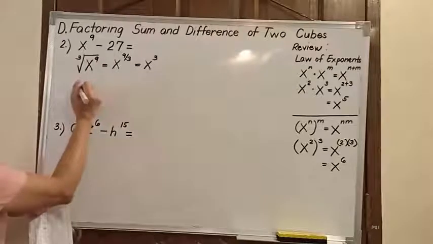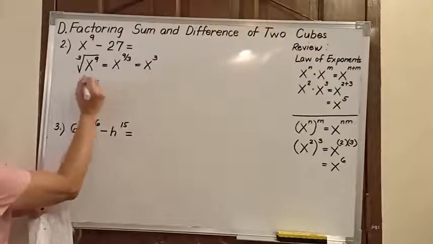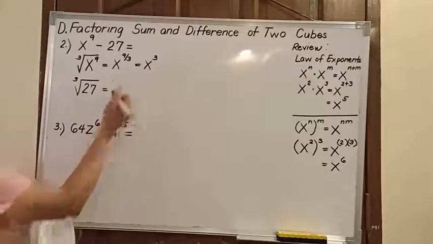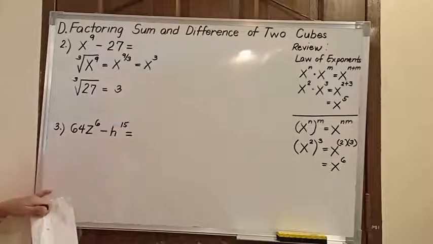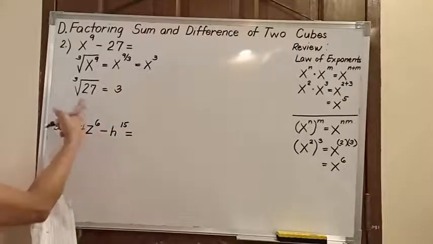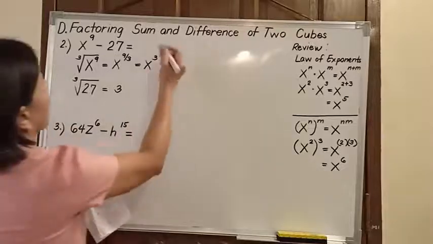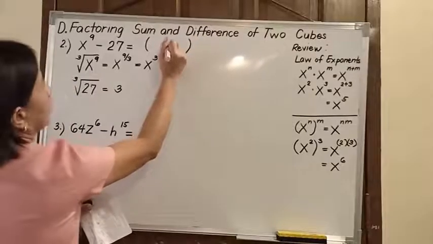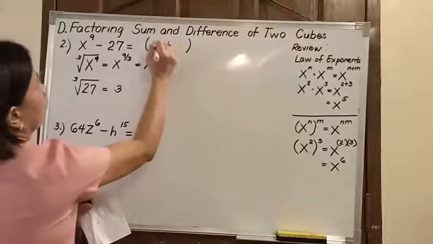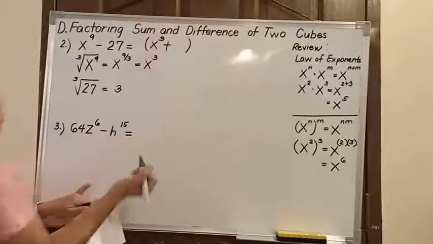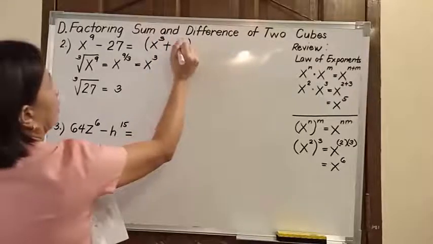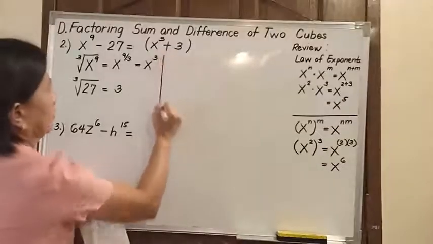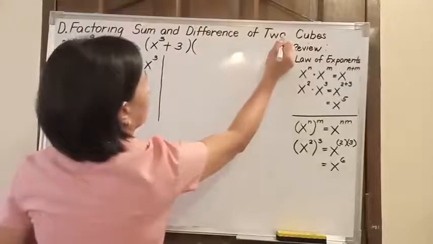For the second term, that is 27, it is also a perfect cube. And the cube root of 27 is 3, because 3 times 3 is 9, times 3, we will get 27. So, for our binomial factor, it should be the cube root of the first term and the cube root of the second term, and that is x cubed minus 3. Okay.